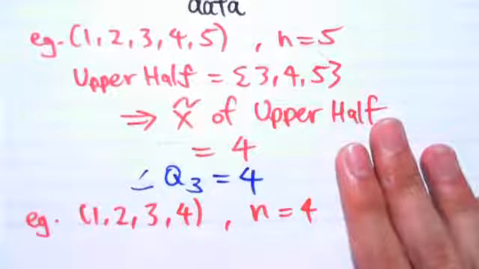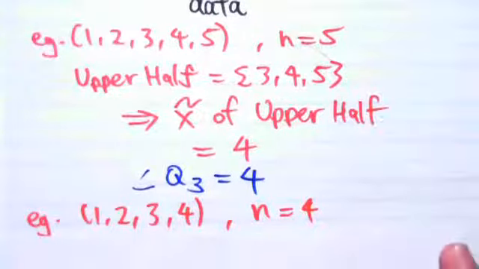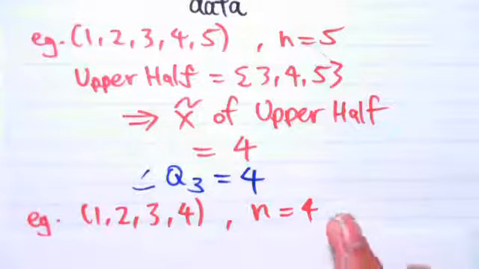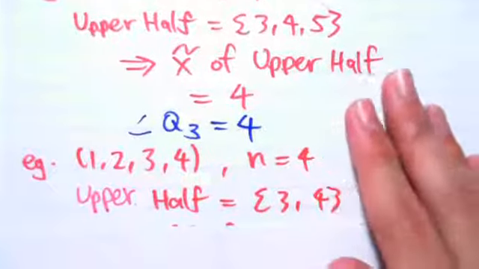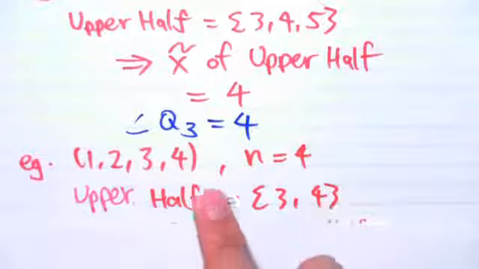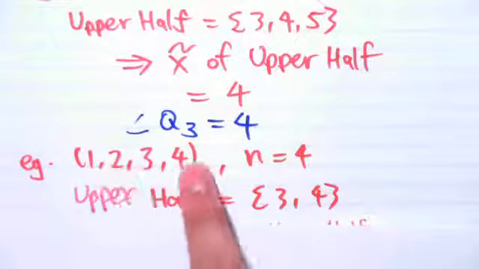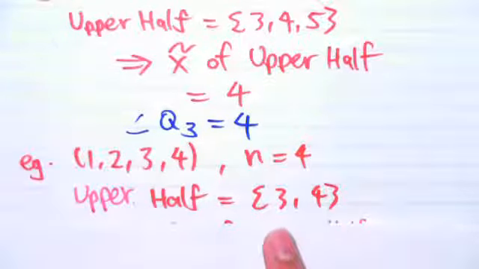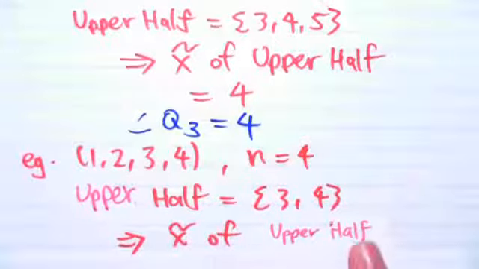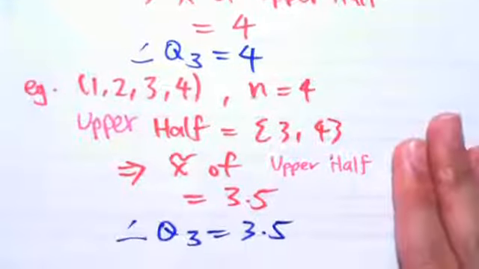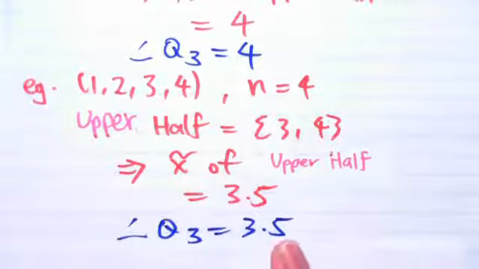Now let's look at our example with the special case: 1, 2, 3, 4 as our sample set, where n is equal to 4, a multiple of 2. Now our upper half we identify as 3, 4. Again, our median, 2.5, shouldn't be included in this set because 2.5 isn't in the original set. So our upper half should be just 3 and 4. The median of the upper half is equal to 3.5, and we can conclude that Q3 of this set is 3.5.